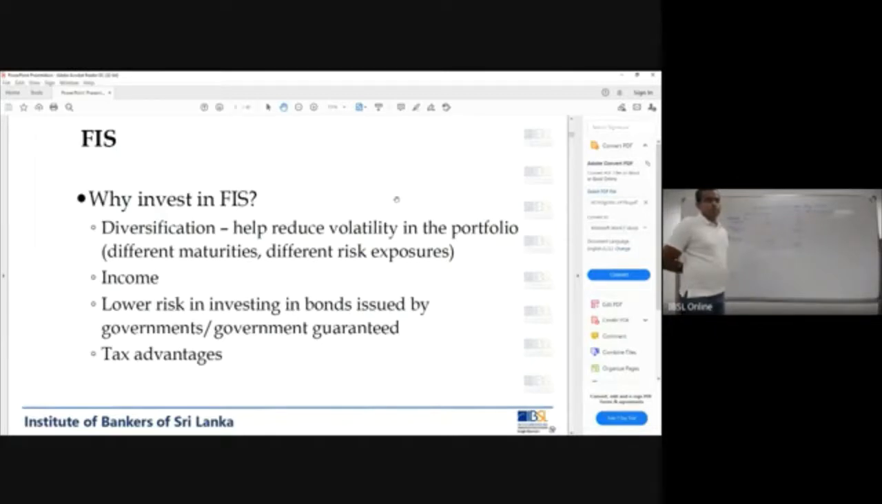Lower risk in investing in bonds issued by governments. Government bonds denominated in local currency carry no default risk, right? So if you invest in government bonds denominated in local currency, there is no default risk. For example, if you buy Sri Lankan rupee denominated treasury bonds and you are a Sri Lankan living in Sri Lanka, then you have no default risk. It's guaranteed that the government will settle. Default will not happen.